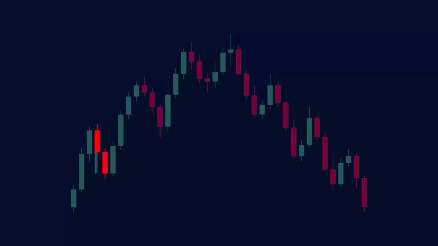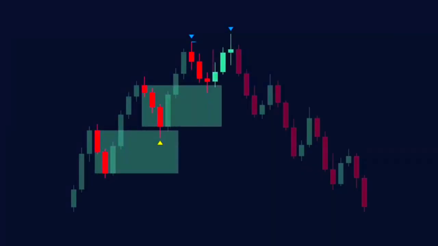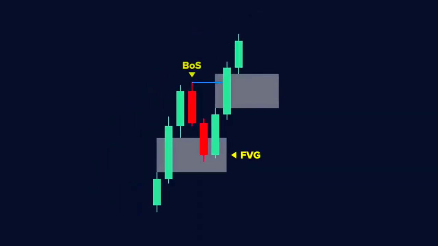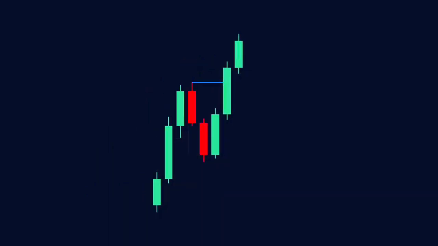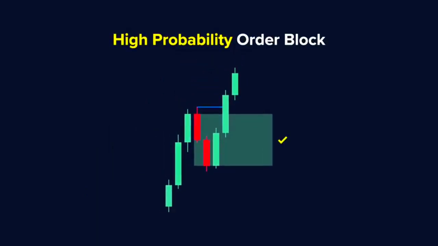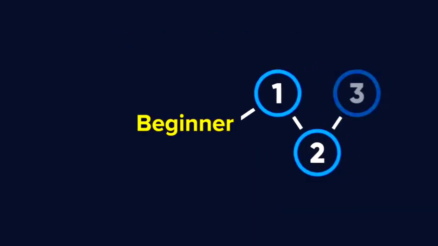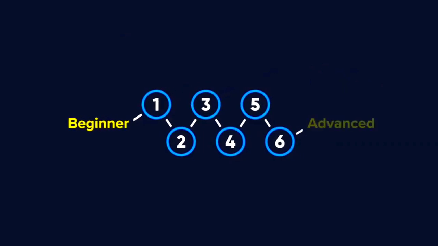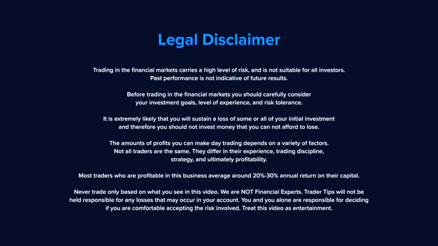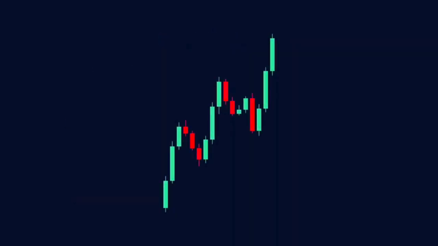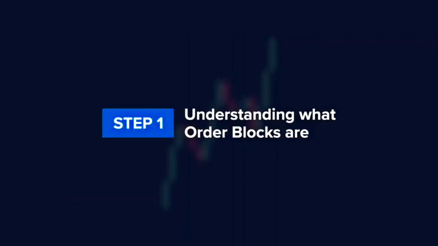A solid order block trading strategy is often the missing piece for most traders that use smart money concepts. And this is because they don't understand the important criteria that actually creates a high probability order block. But in this video, we've explained and simplified everything that you need to know, so you never have to struggle with order blocks again. And to do this, we've broken down the perfect order block trading strategy into 6 simple steps. So let's start with step number 1, which involves answering the question, what are order blocks?